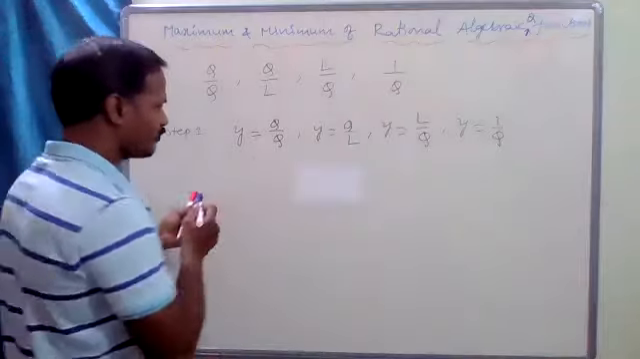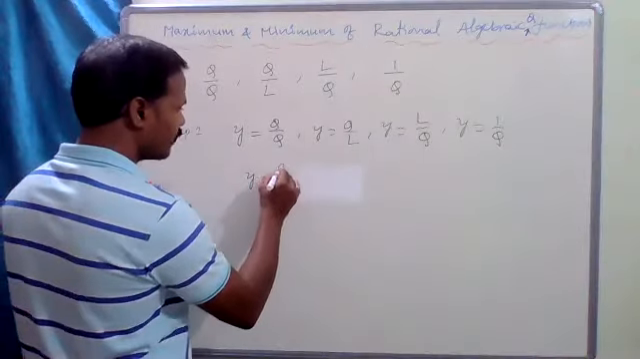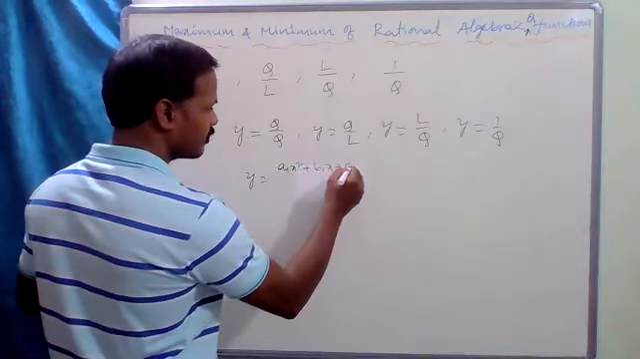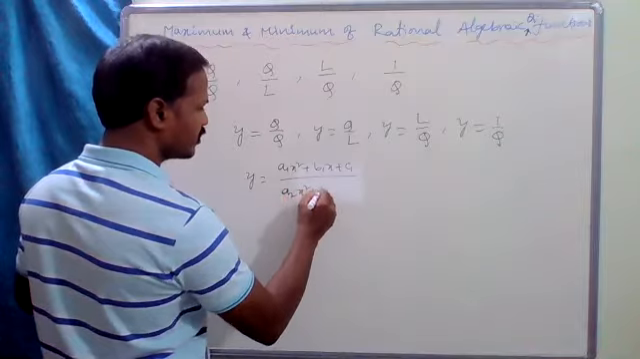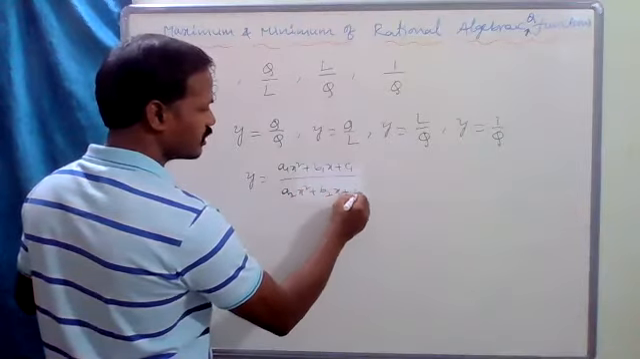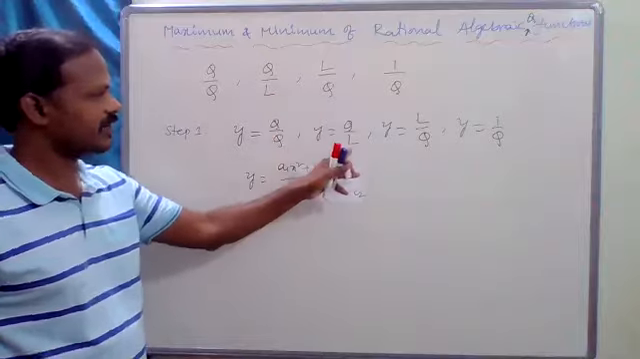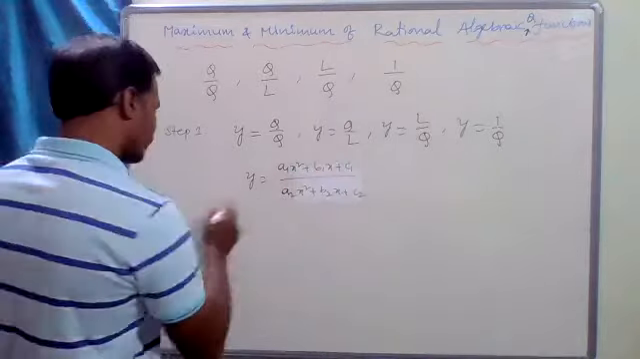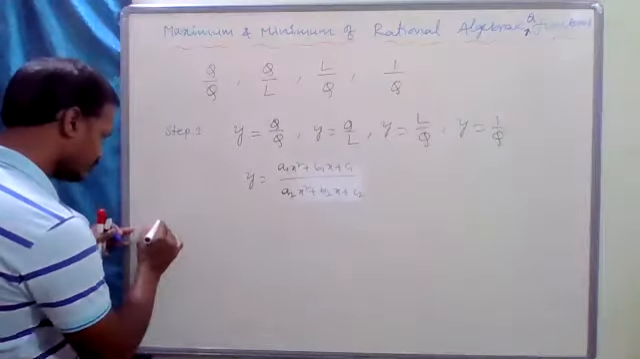For example, the quadratic expression is like this: y equal to (a1x square plus b1x plus c1) by (a2x square plus b2x plus c2), like this. Now if it is given as quadratic by linear, for example, ax plus b, like that. This is step 1. Now second step.